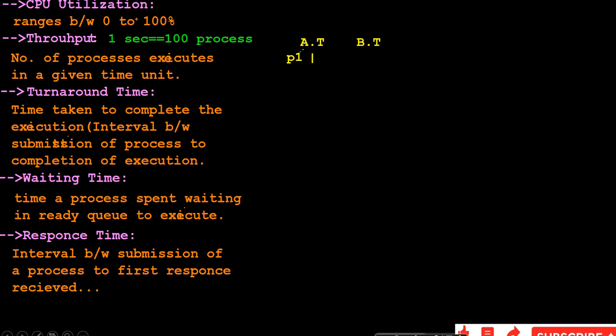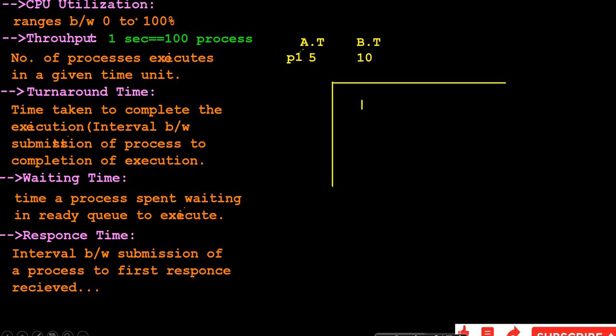For example, it arrived into the ready queue at the 5th second and it requires a burst time of, consider, 10 seconds. So it entered into the ready queue at the 5th second. It requires a burst time of 10 seconds. For example, before that, consider here we have a graph like this.